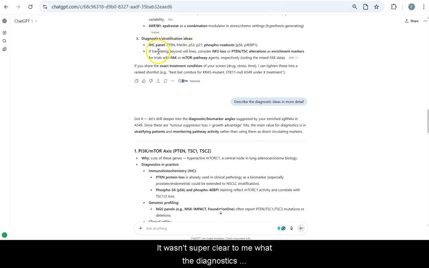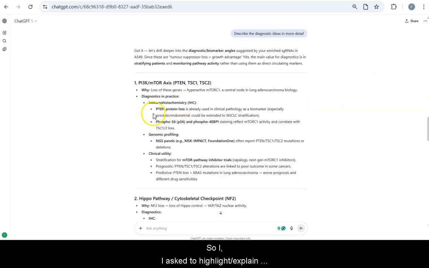It wasn't super clear to me what the diagnostics suggestion was here. And again, ChatGPT or any of these LLM-driven chatbots, it's a discussion, right? You just ask questions basically. So here it was a little bit unclear to me what was meant with diagnostic ideas, so I asked it to highlight that.